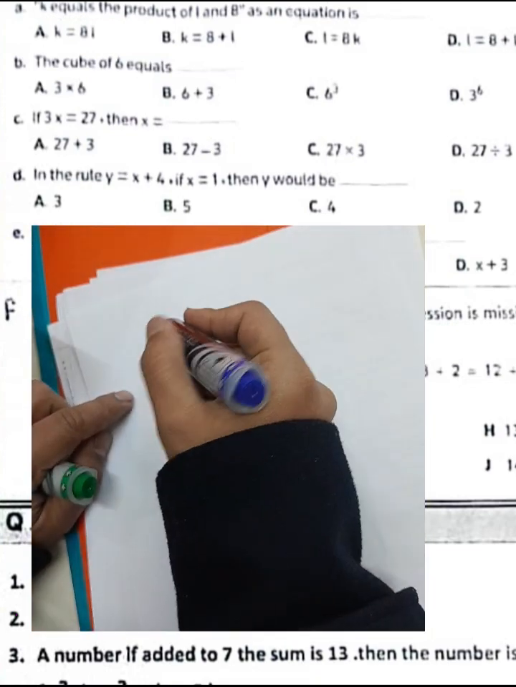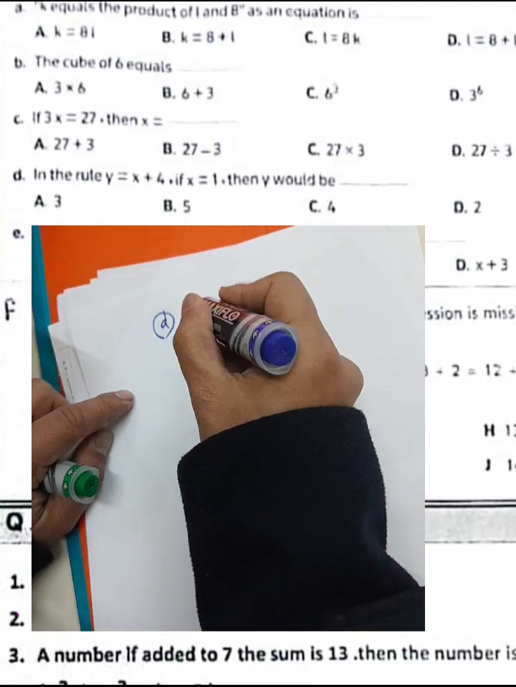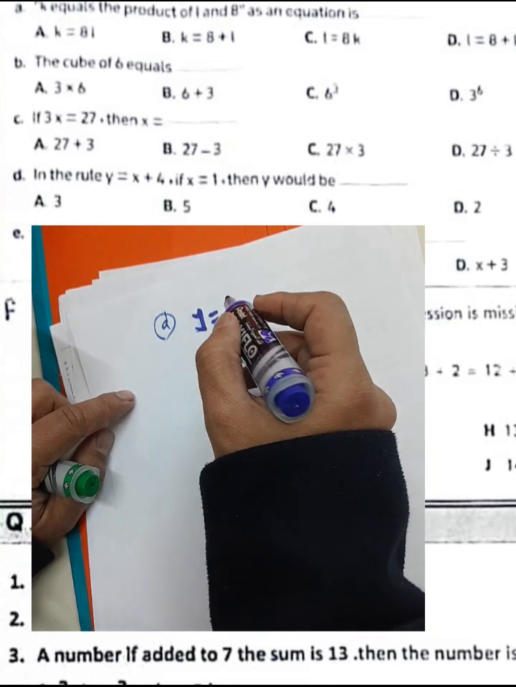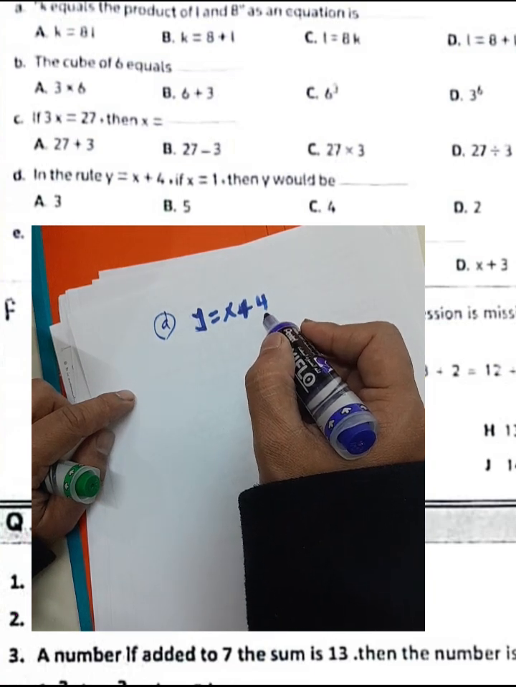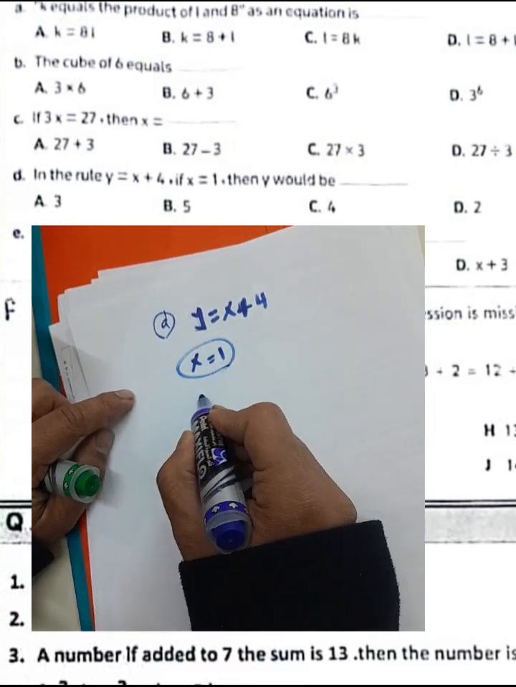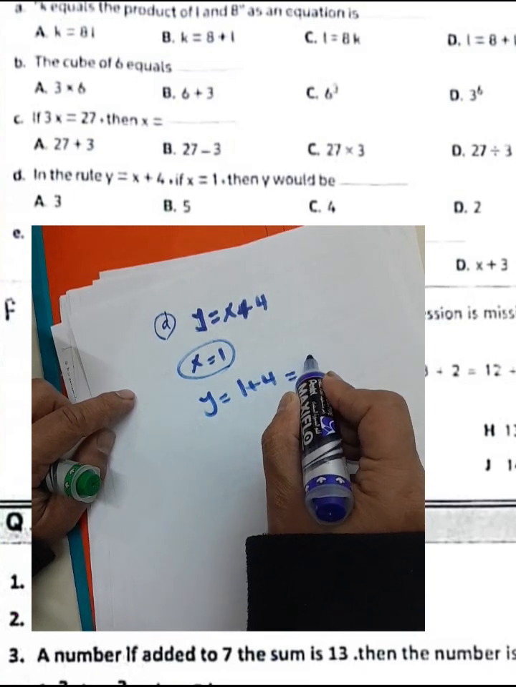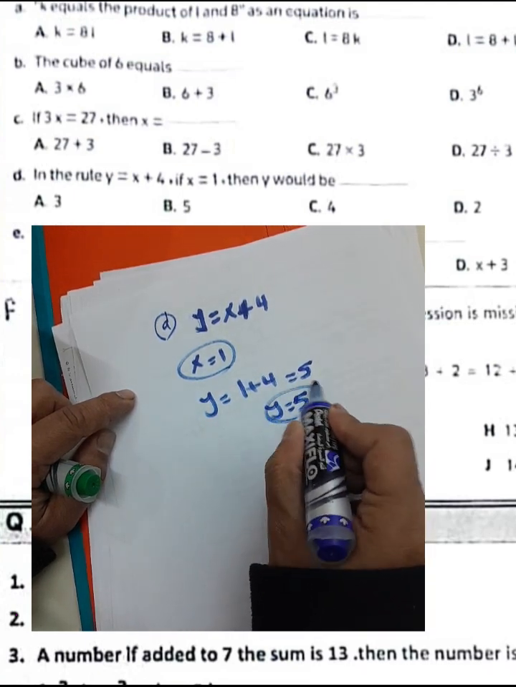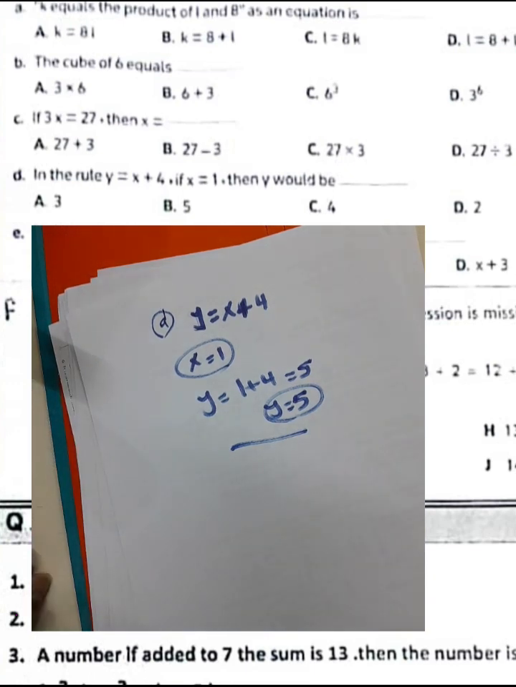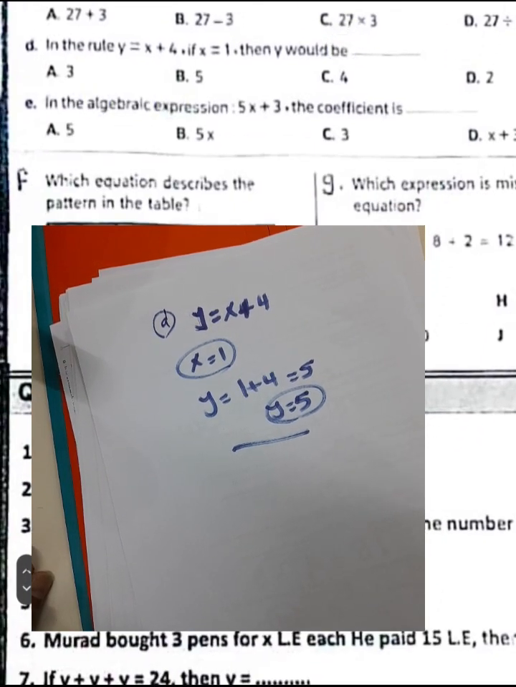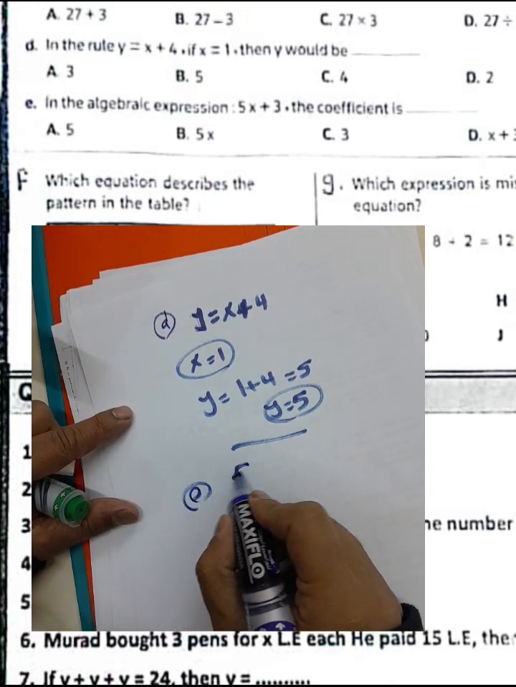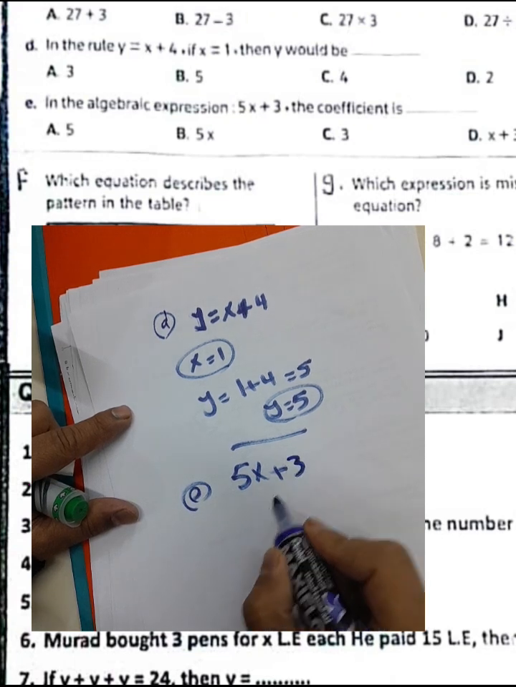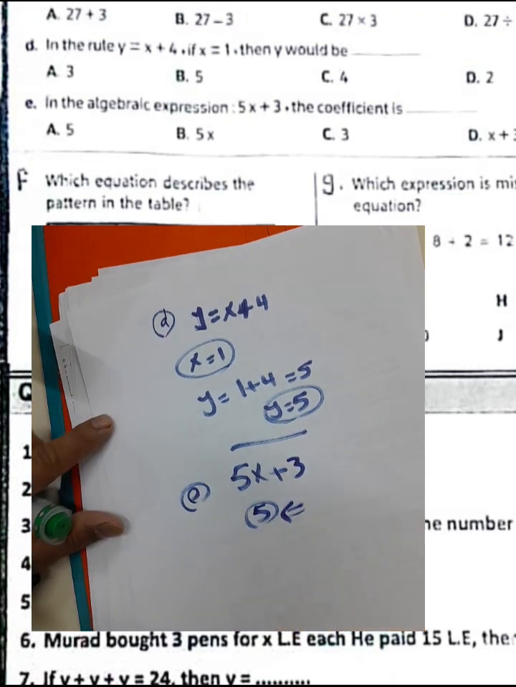Question letter D. In the rule y equals x plus 4, what would y be if x equals 1? Y will be 1 plus 4, which is 5. Y here equals 5. Question letter E. In the algebraic expression 5x plus 3, what is the coefficient? We have 5x plus 3. The 5 here we call the coefficient.